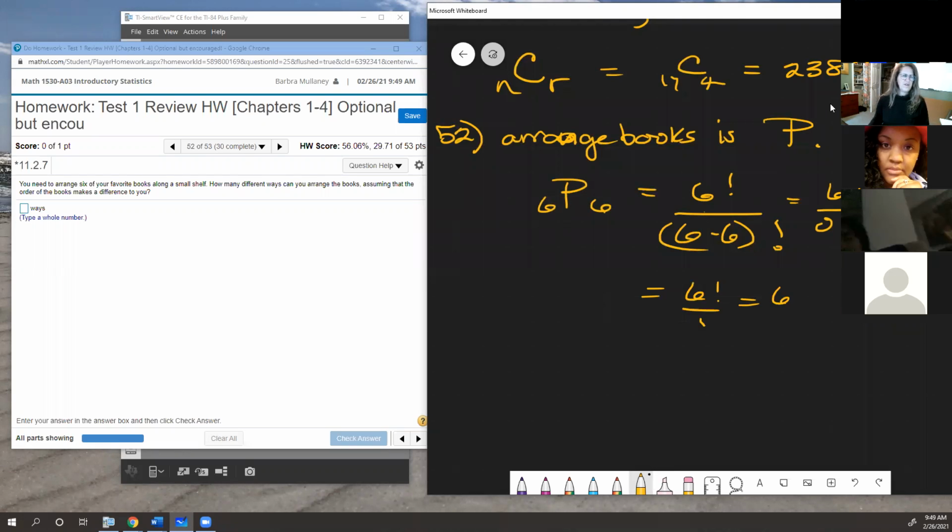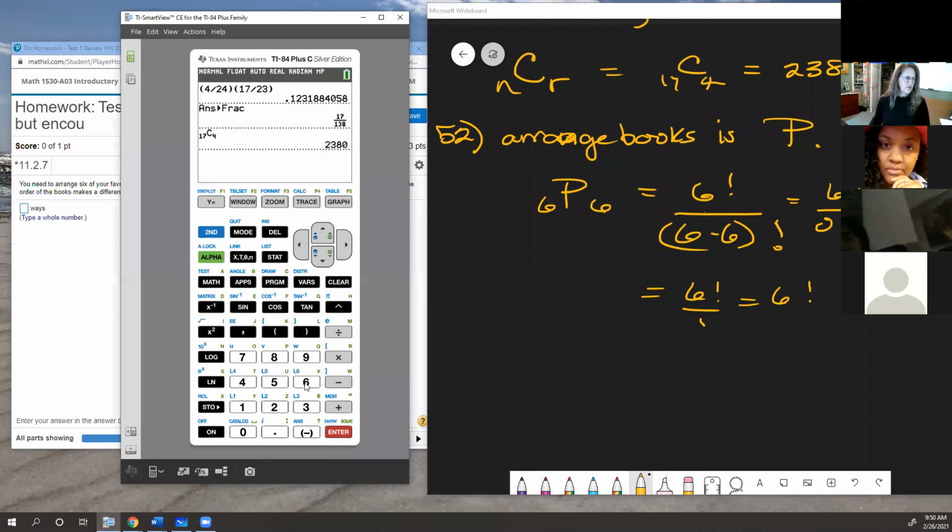Okay, so the permutation, you can put that on your calculator too. 6, math, prob, and we get 720. Good. 720 ways. Great.